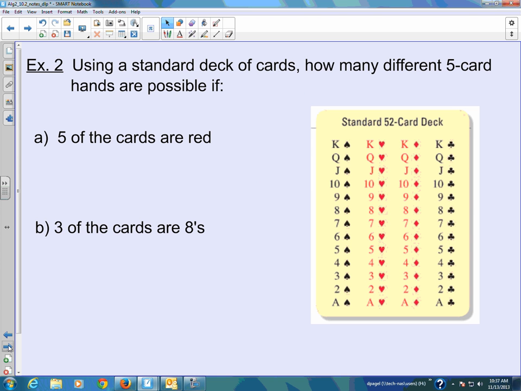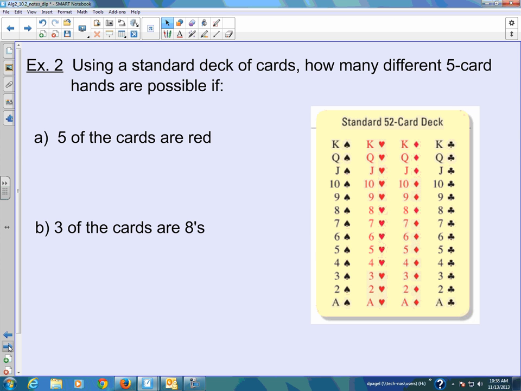Let's use a standard deck of cards. So we're throwing out the jokers. So 52, we have 4 suits. Each of those suits have 13 cards. And here's an example there on the right-hand side. How many different 5-card hands are possible?